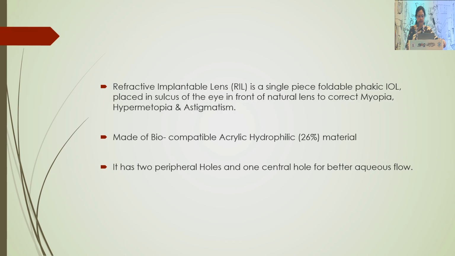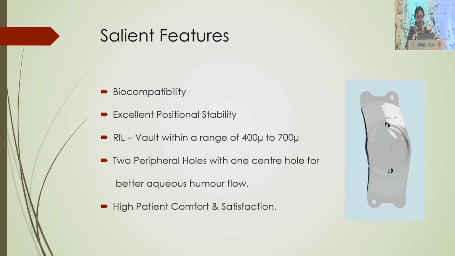Refractive implantable lens is a single-piece foldable phakic IOL which is placed in the sulcus in front of the natural lens to correct myopia, hypermetropia and astigmatism. It's made of biocompatible acrylic hydrophilic material. It has 2 peripheral holes and 1 central hole.